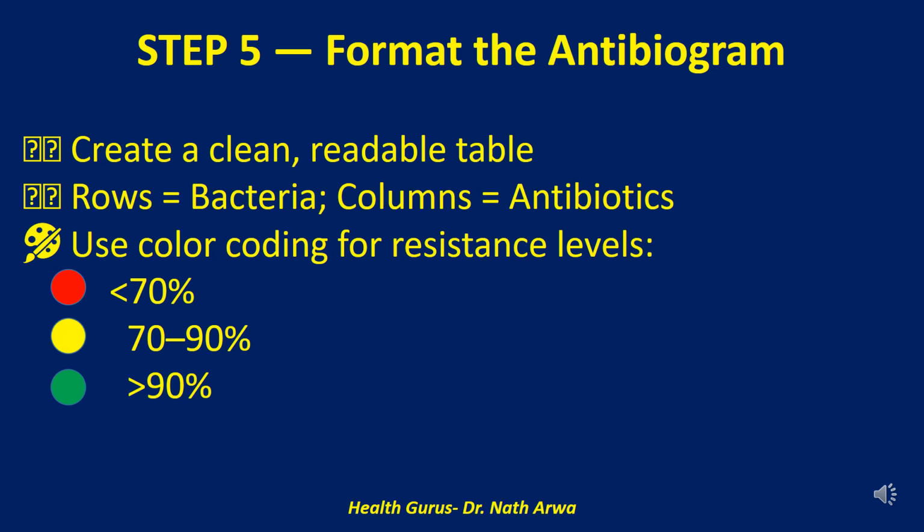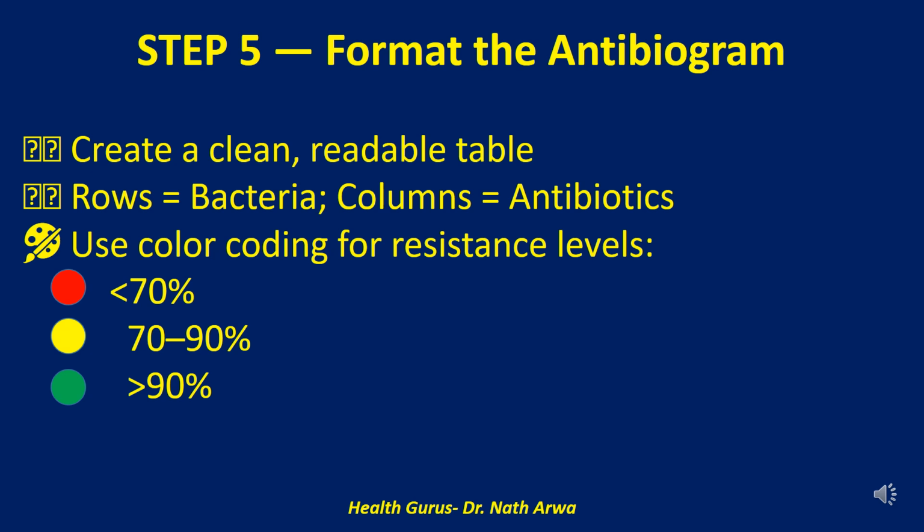Here's the rule of thumb. Green means go. If susceptibility is above 90%, green, it's likely to work. Yellow means caution. Between 70 and 90%, yellow, there's a risk. Use wisely. Red means stop. If it's below 70%, red, avoid unless there's no other option. This visual hierarchy helps prescribers make smart, fast choices, and reduces the risk of resistance spreading.